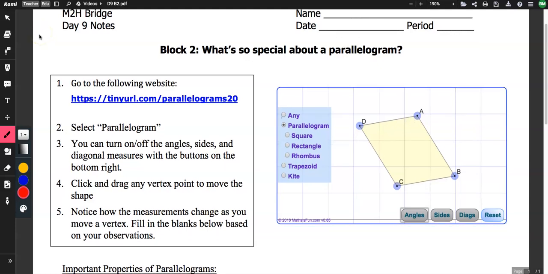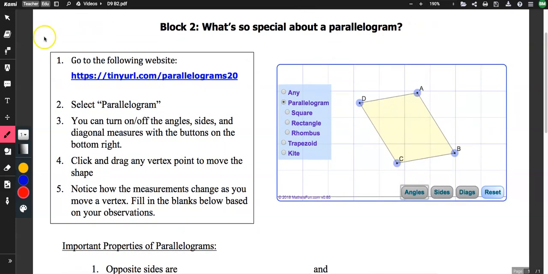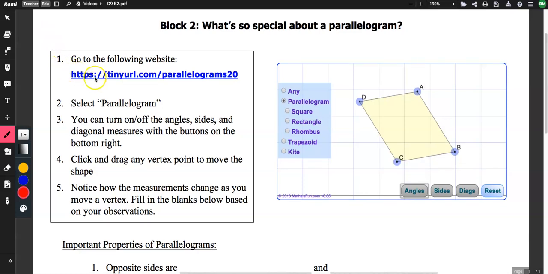You're going to do a little bit of exploration on your own. I just want to get you started here. So it says go to the following website, so you can either copy and paste or just type that in. You should see a picture that looks like this. I'll go to it in a second. You want to select parallelogram. You can turn off angles and sides, and then you're going to drag the vertices. So let me just go to the website and show you.